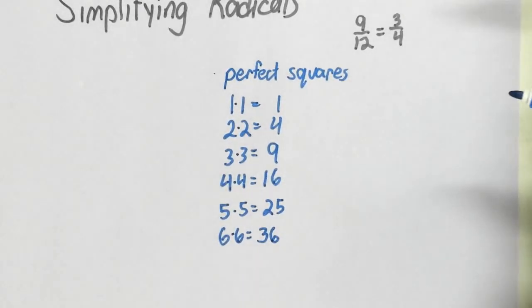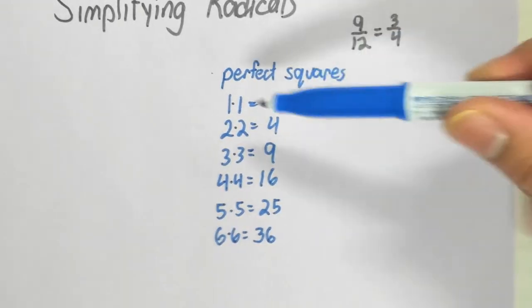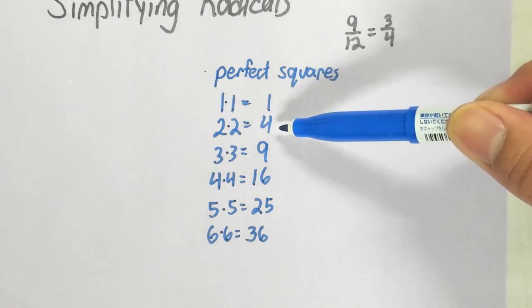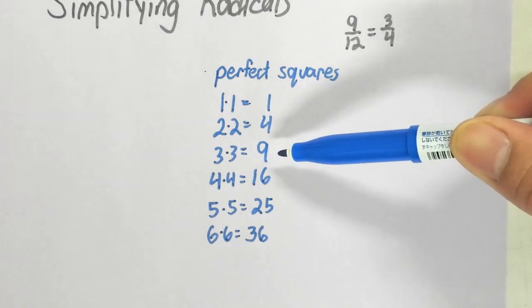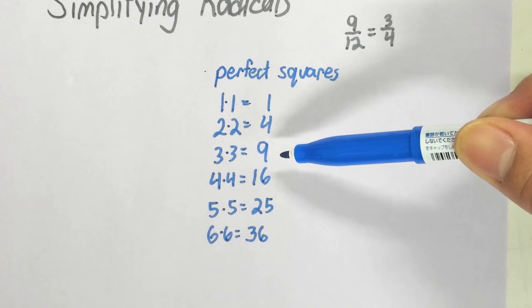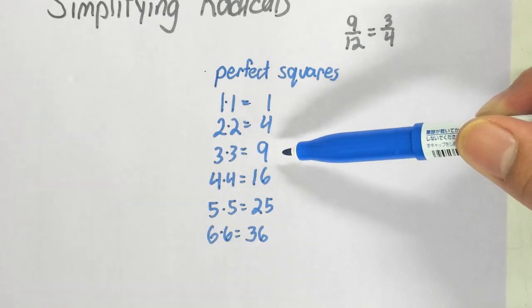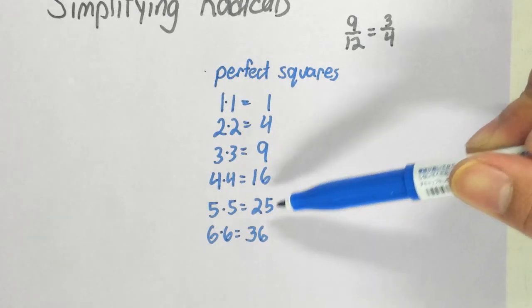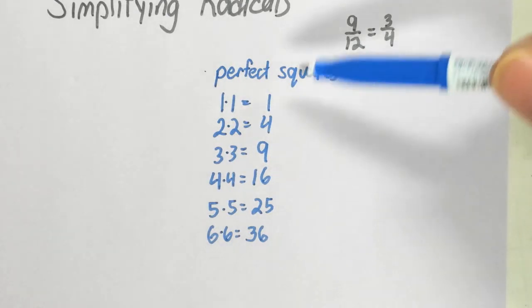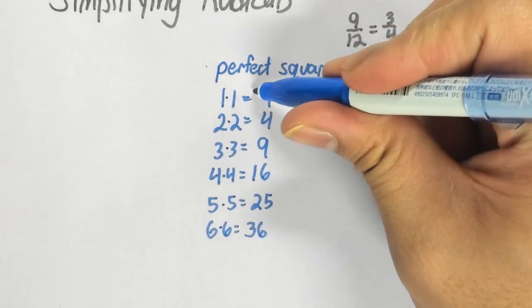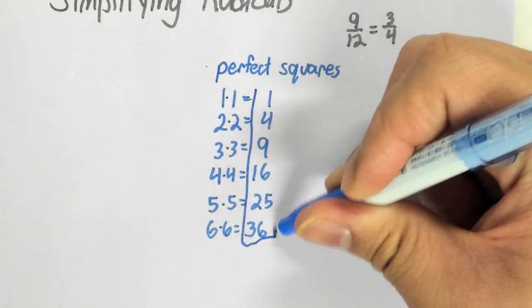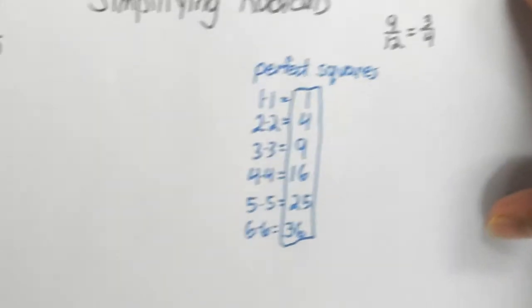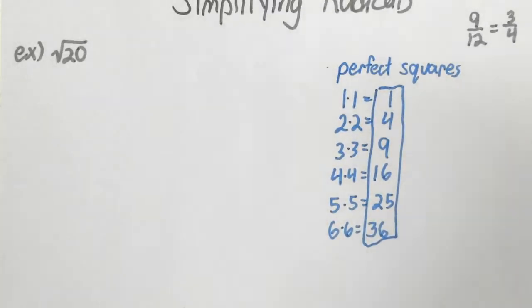A perfect square is a number times itself. 1 squared. 2 squared. 3 squared. 4 squared. 5 squared. 6 squared. These are square numbers. So we refer to these numbers right here on the right side as perfect squares. And we will be using that when we simplify our radicals.